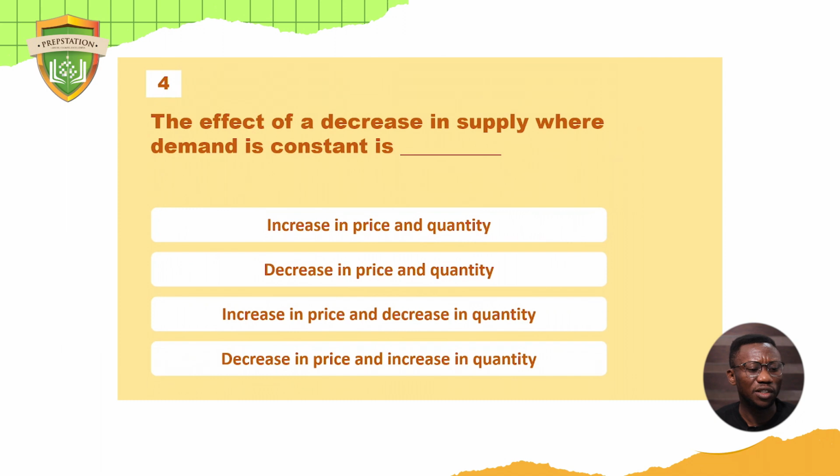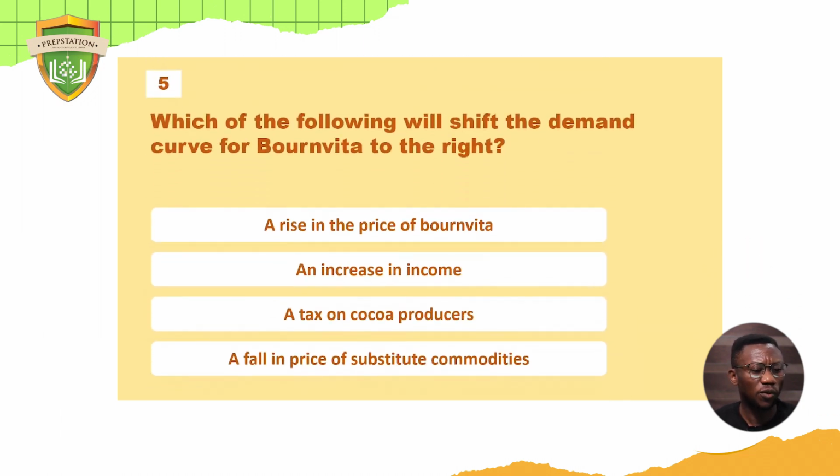The effect of a decrease in supply where demand is constant is what? So when demand is constant, what would happen if there's a decrease in supply? Of course, that means there will be an increase in price and a decrease in quantity. Good. Which of the following will shift the demand curve for Bonvita to the right? You talk about a movement along the demand curve and a shift in demand. We talked about that during the drawing of the graphs. So let's talk about this.